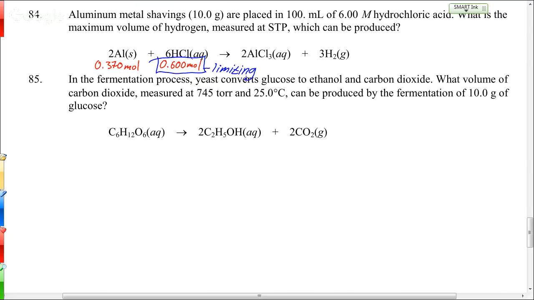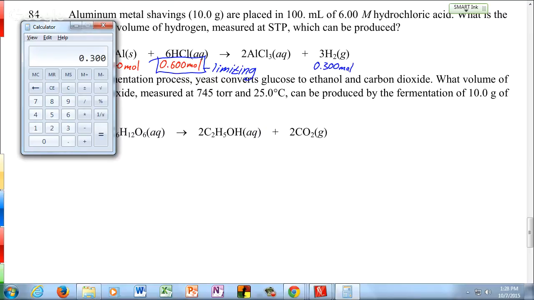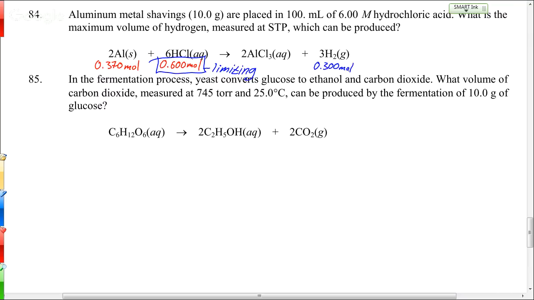All right, so the volume of hydrogen that can be produced, we don't actually have to go through the whole gas law here because we're at STP. So they made it nice for us. 6 to 3 means we make half as many moles of hydrogen as we had HCl. So that's 0.300 moles. And then 0.300 moles at STP is 0.3 times 22.4. That's 6.72 liters. Is that what you got? Like that? See a couple head nods.